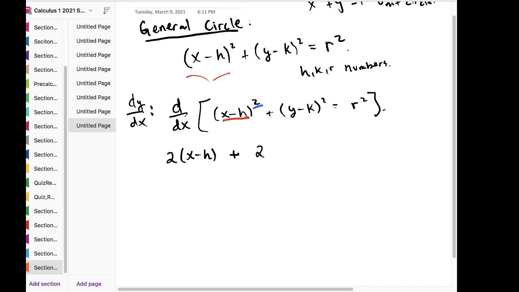Close to y minus k, but do I have to include anything else? Yeah, I need that dy/dx, right, because of the derivative of the inside. The derivative of y minus k is dy/dx. So this is also chain rule.